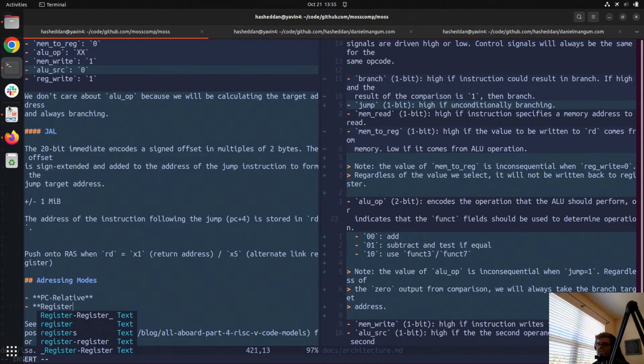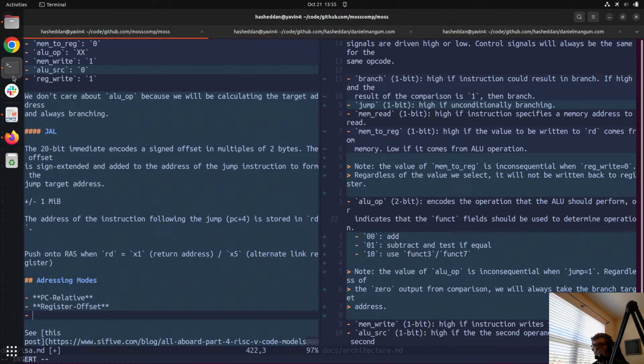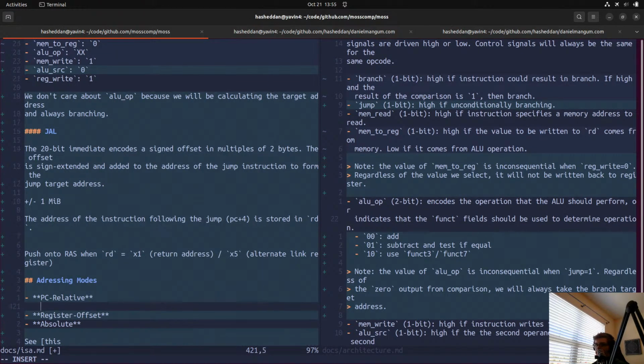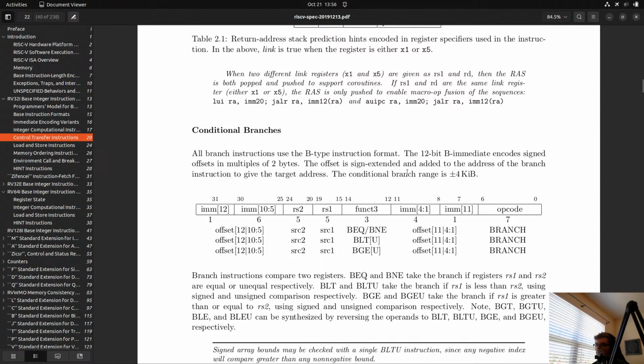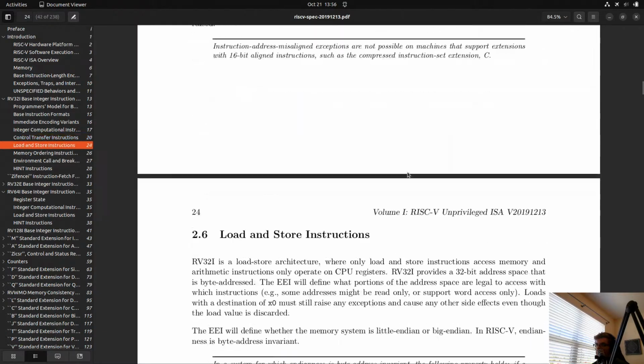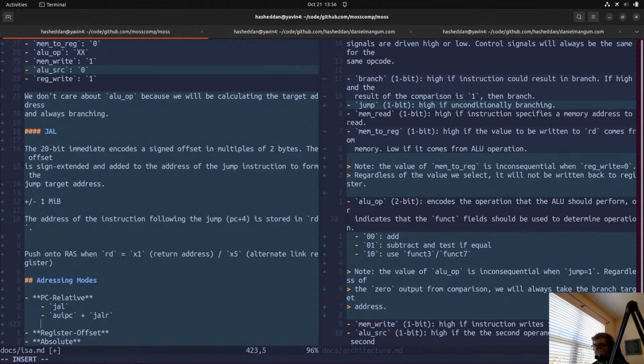What is this, register relative? Yeah, register offset. AUIPC. Well, let's see. Jump and link. AUIPC plus jump and link register, and then the branch instructions, or the conditional branch instructions. So register offset is just jump and link register.